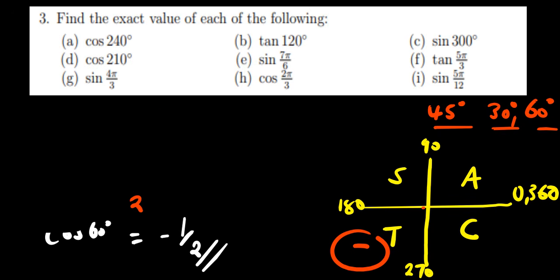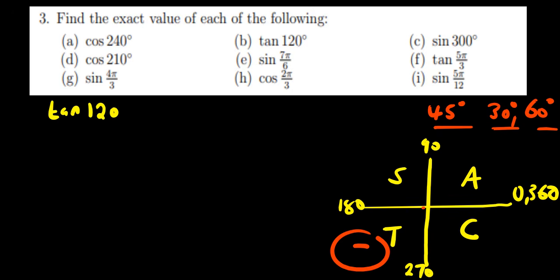Let's solve the second one. The second one is tan 120 degrees. We are going to find 120. It's in the second quadrant. So this is quadrant 1, this is quadrant number 2, this is quadrant number 3, and this is quadrant number 4.